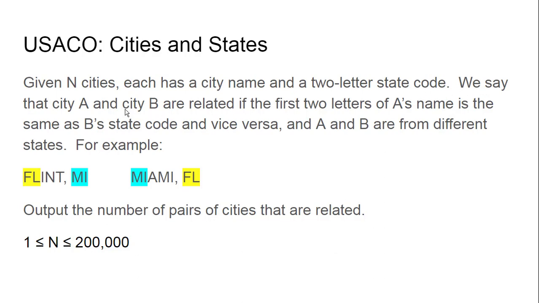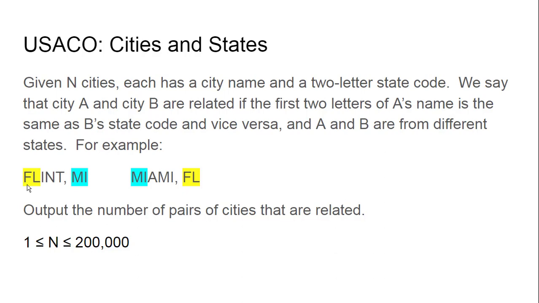And we say that city A and city B are related if the first two letters of A's name are the same as B's state code, and vice versa. So the first two letters of B's name must also be A's state code. In addition, A and B must be from different states. So for example, this is a pair of two cities that are related.